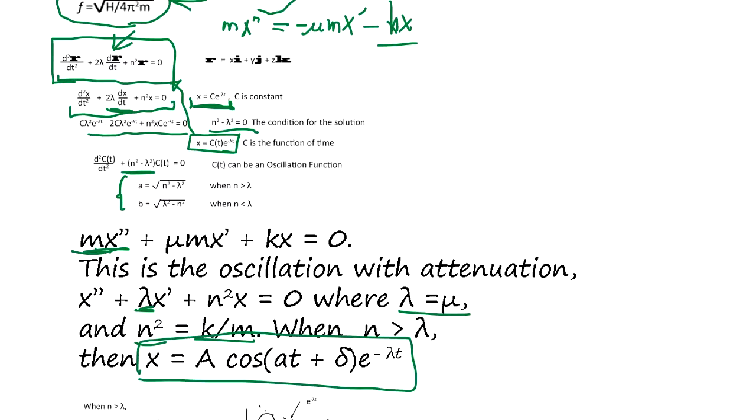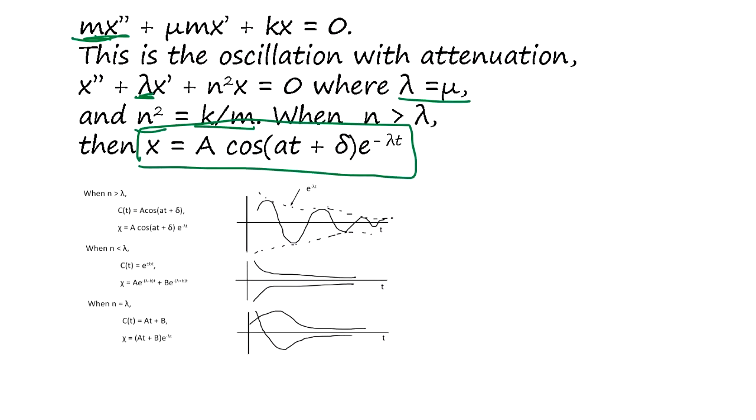So how does it look? Depending on it, if n is larger than lambda, then it's going to oscillate, but get less and less because of the friction. If n is smaller than lambda, then there is no oscillation, it's just attenuation only, because the solution will contain no sine function, no trigonometric function. When n equals lambda, right on that certain condition, there is a waveform like this. It's called the critically damped case. It shows a single oscillation and attenuates like this.